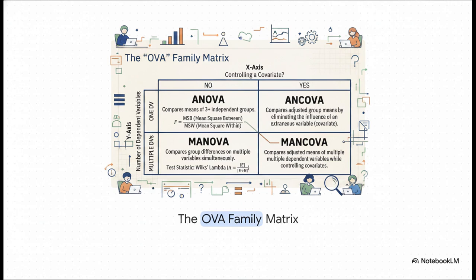Speaking of which, when we step up to the entire ANOVA family, we can elegantly map these tests across 2 crucial dimensions. On the x-axis, we just ask, are we controlling a covariate?